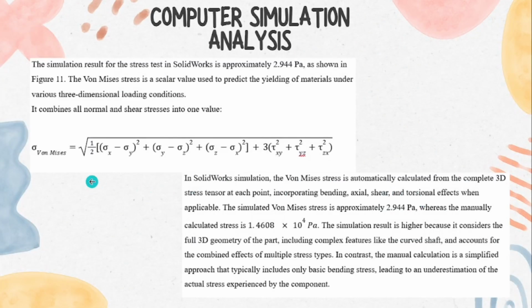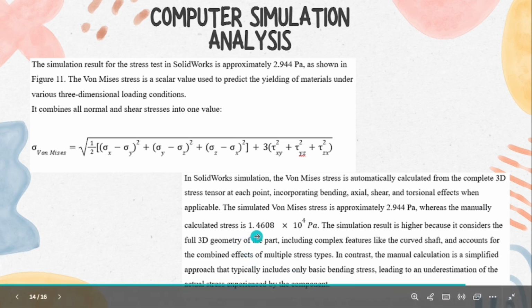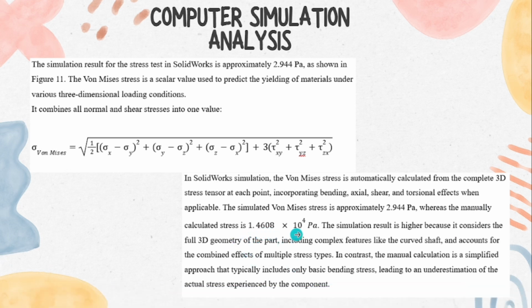As you can see, the von Mises stress is a scalar value used to predict the yielding of material under various three-dimensional loading conditions. It combines all normal and shear stress into one value. This is the formula for the von Mises stress. So the manual calculation we got is 1.4608 times 10 to the power of 4 Pascal.